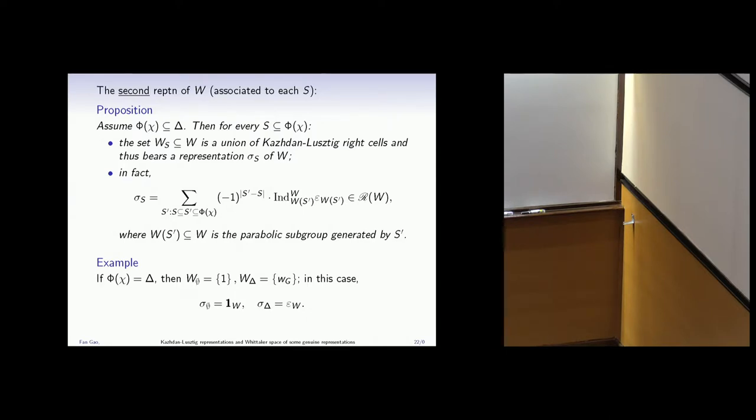One example I would like to highlight, for instance, is suppose you have the full set of simple roots to be the set of reducibility. In this case, you have the top piece and the bottom piece. The bottom piece is here, and the top piece is here. So what are the two Kazhdan-Lusztig representations attached to these two cells? Well, the bottom one will be the trivial representation of your Weyl group, and the top one will be the character, the sign of your Weyl group.